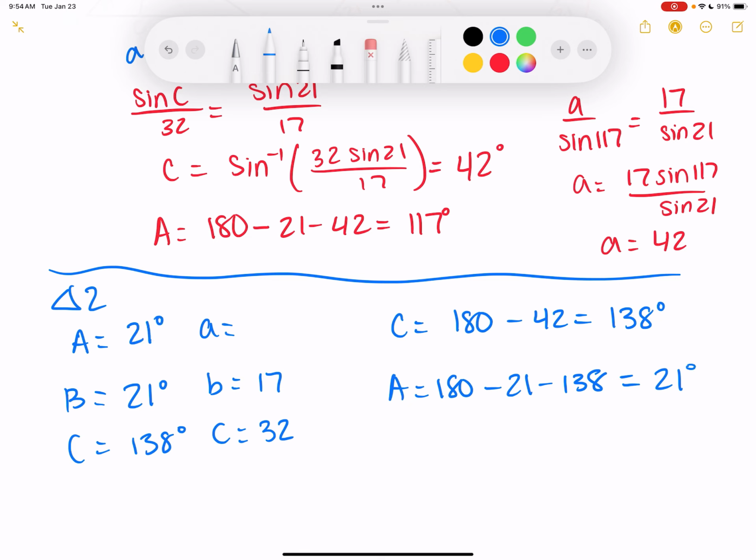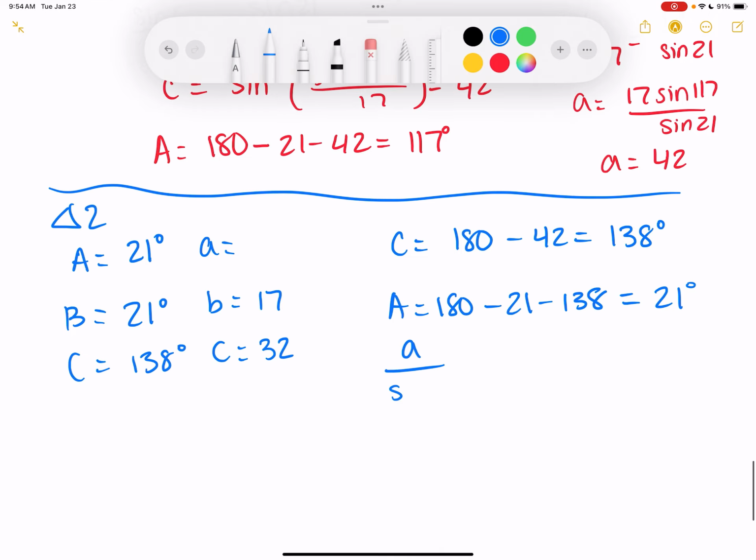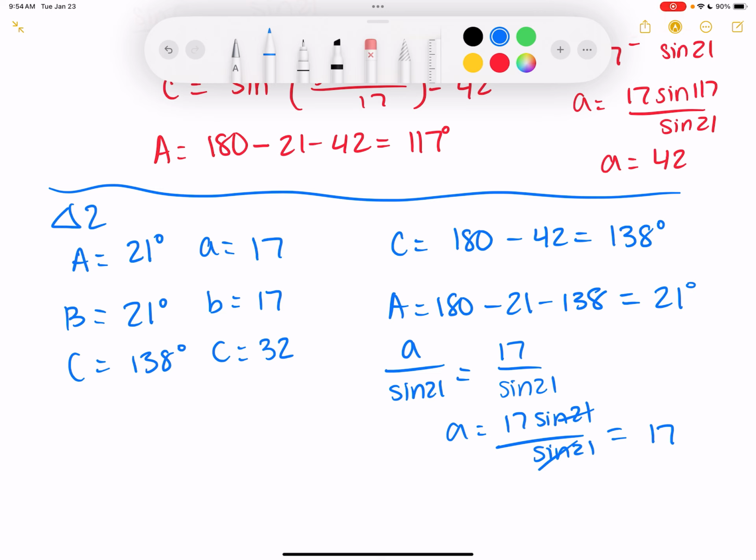So that's 21 degrees. Now side A over the sine of 21 is equal to 17 over the sine of 21, and the sine of 21s are going to end up canceling. That doesn't always happen, but in this case it did. So side A is 17. So the second triangle was a lot easier to solve for.